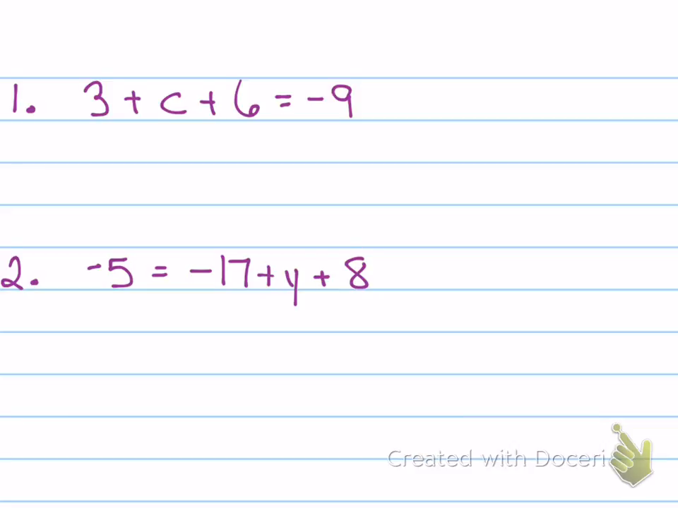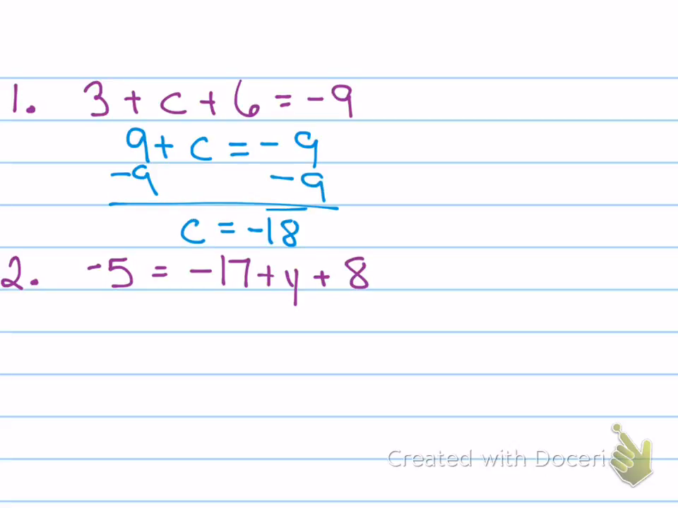My numbers. 3 plus 6 is 9. So show this step, guys. 9 plus C equals negative 9. Now show how you're subtracting to solve for C, and C equals negative 18. What would you do on number 2? What would you do first? Just tell me. What would you do? 17 plus 8. Very good.